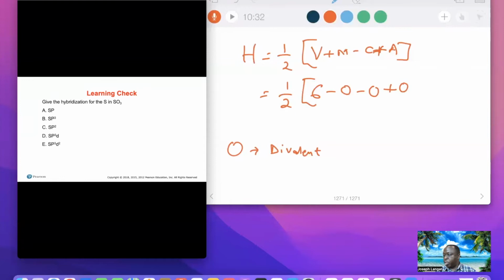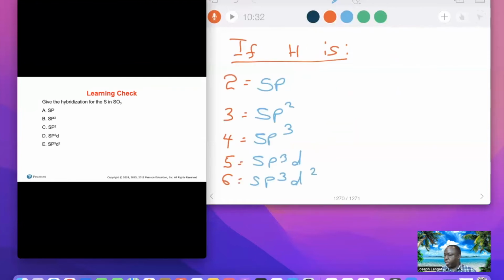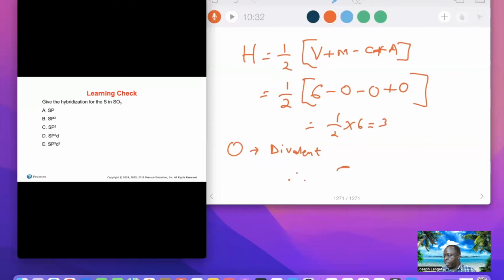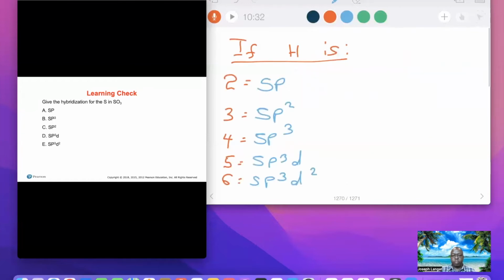Plus 0, because we don't have a positive or negative charge. If it was an overall charge of -2, we would add 2. If it was an overall charge of +1, then we would subtract 1. So this is 1/2 times 6 equals 3. And from this right here, look, 3 is sp2. So I know, therefore, S in SO3 is sp2 hybridized, because H is 3 in this case.